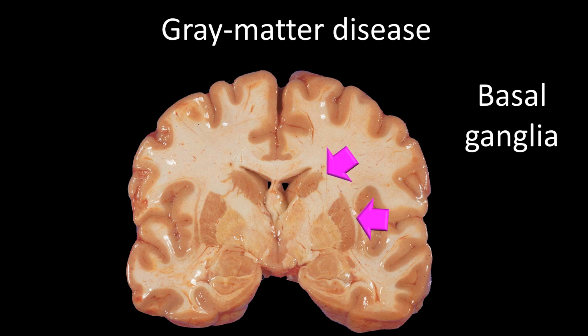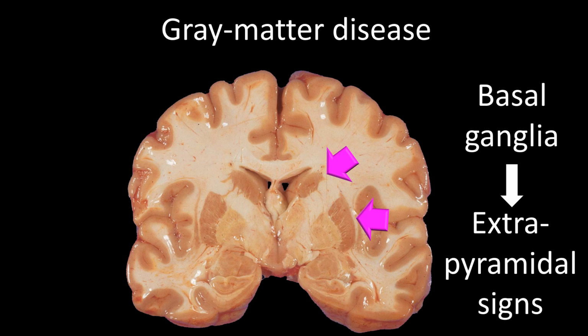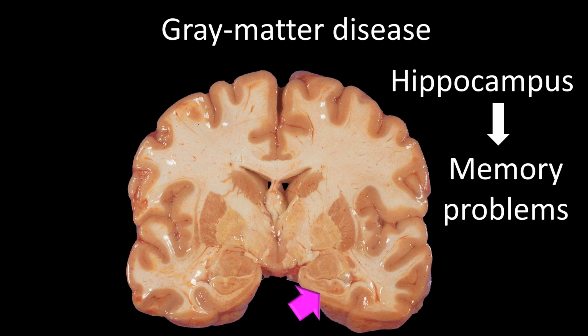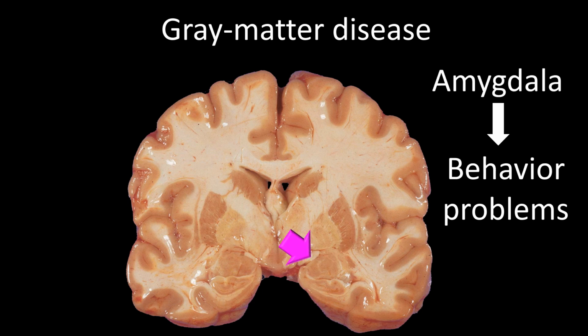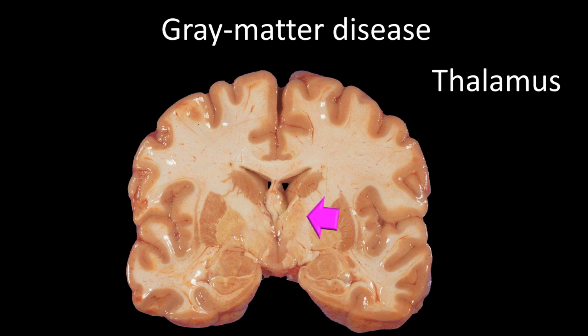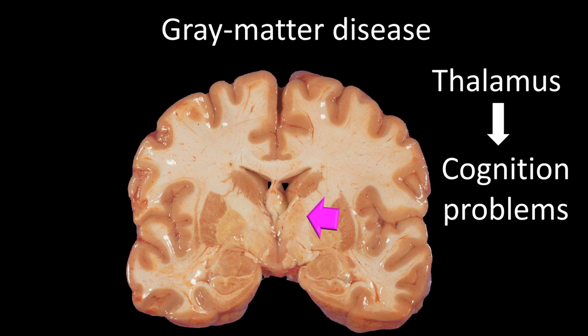I am now broadly pointing to the basal ganglia. When the basal ganglia is affected, we will encounter extrapyramidal signs. Now to the hippocampus. When affected, we see memory problems. Now we're pointing to the amygdala. When affected, we have behavioral problems. And now I am pointing to the thalamus. When involved, we can see many types of problems, mainly involving cognition.